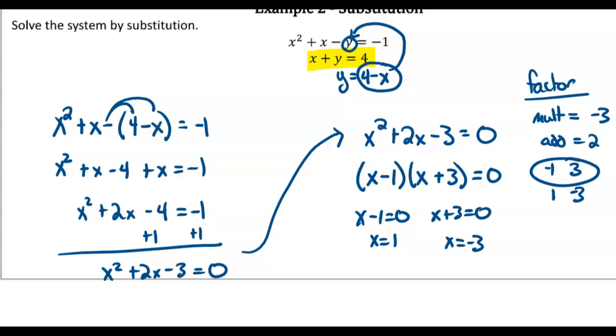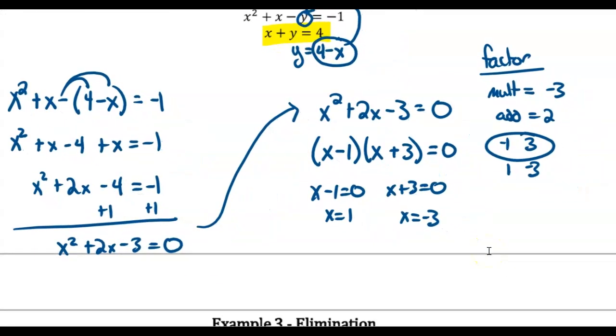Now, you don't just stop there. Those are your x values. To find your y values, you're going to take your x value and plug it back into one of these equations. I would go for this equation right here. We already rearranged it, so y is by itself. So if you plug in 1, 4 minus 1 is 3. So that goes right here because we did 4 minus 1. And if you plug in -3, 4 minus -3 is like 4 plus 3, which is going to be 7.